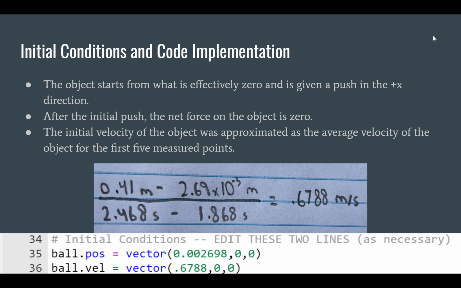Initial conditions and code implementation. The object starts from what is effectively zero and is given a push in the positive x direction. After the initial push, the net force on the object is zero. The initial velocity of the object was approximated as the average velocity of the object for the first 5 measured points. Below you can see how we calculated the average velocity and how we implemented it in code.